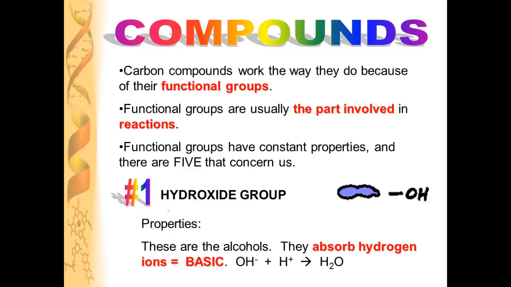First is the hydroxide group. Now, the hydroxide group is basically an OH group. An OH group is an alcohol. So if you see anything that ends in -ol, ethanol, alcohol, methanol, it usually has an OH group on the end. These are all basic because they absorb hydrogen ions.